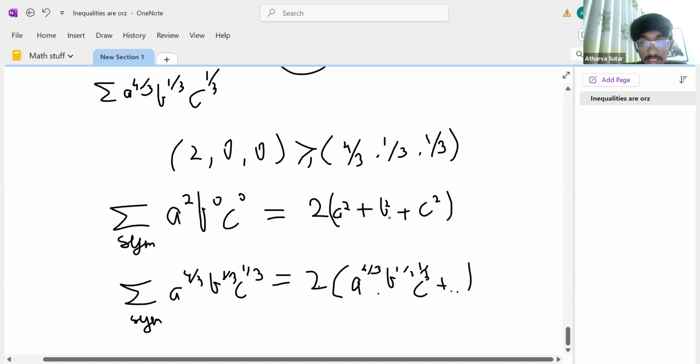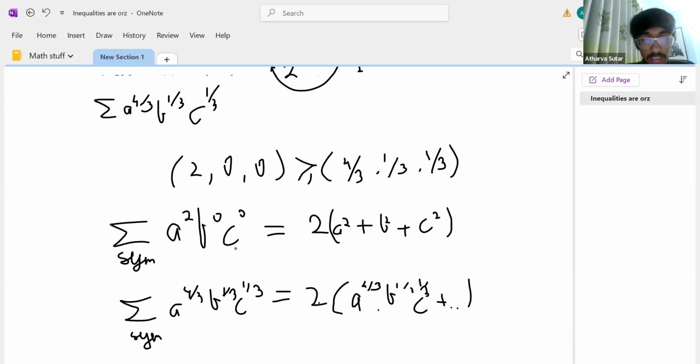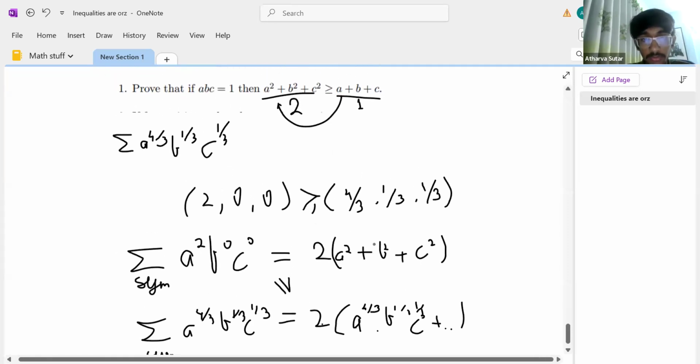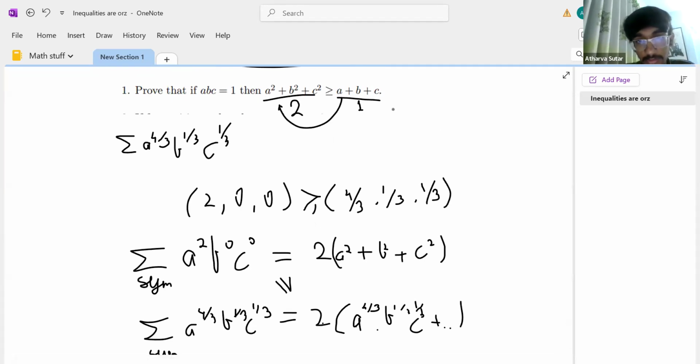So basically you get that this sequence (2, 0, 0) majorizes (4/3, 1/3, 1/3). So this symmetric sum is greater than or equal to that symmetric sum, which is basically what you wanted to prove, right? You divide by ABC on the RHS and you get A squared plus B squared plus C squared is greater than or equal to A plus B plus C.